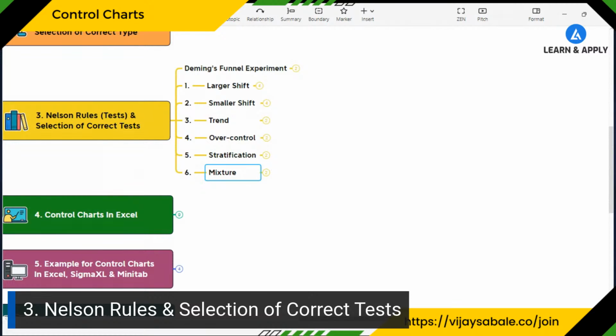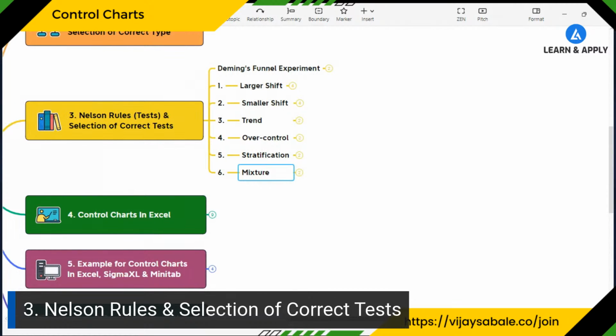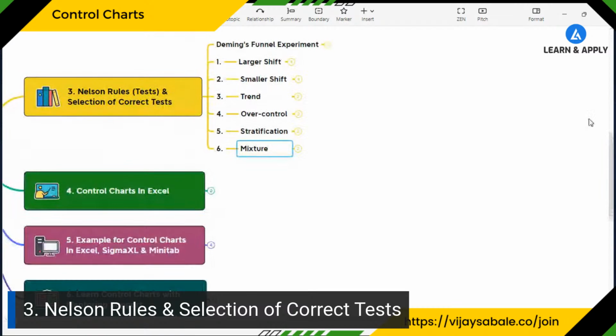Now we should not use all the 8 tests, because the more tests we select, the more they increase the probability of giving a false signal. Let me explain what a false signal is. A false signal is when the control chart indicates there is a presence of special cause when there is not. And as we saw in the Deming funnel experiment, if there is no special cause and you still adjust the process, it actually increases the variation in your process. So it is not desirable, right?